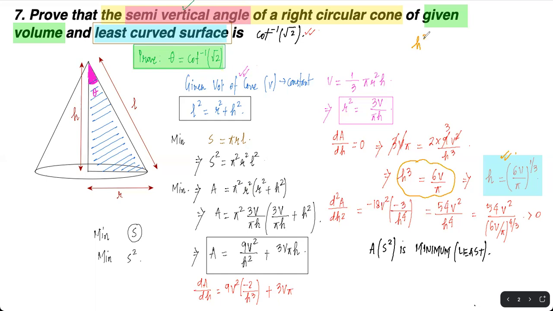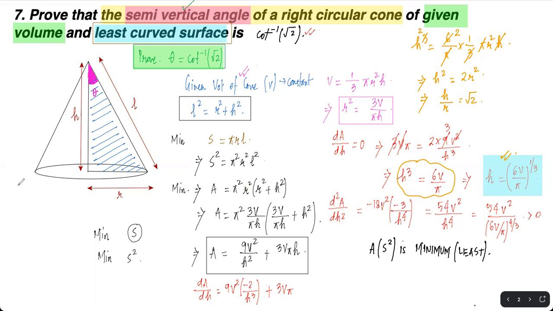My h cube is equal to 6 by pi into volume. And instead of volume, if I put the value, it is 1 by 3 pi r square h. We get to see pi cancel, 3 and this 3 got cancelled, and this h and this h got cancelled. So basically what I have is h square is equal to 2 times r square. Or basically, h by r will give me root 2.